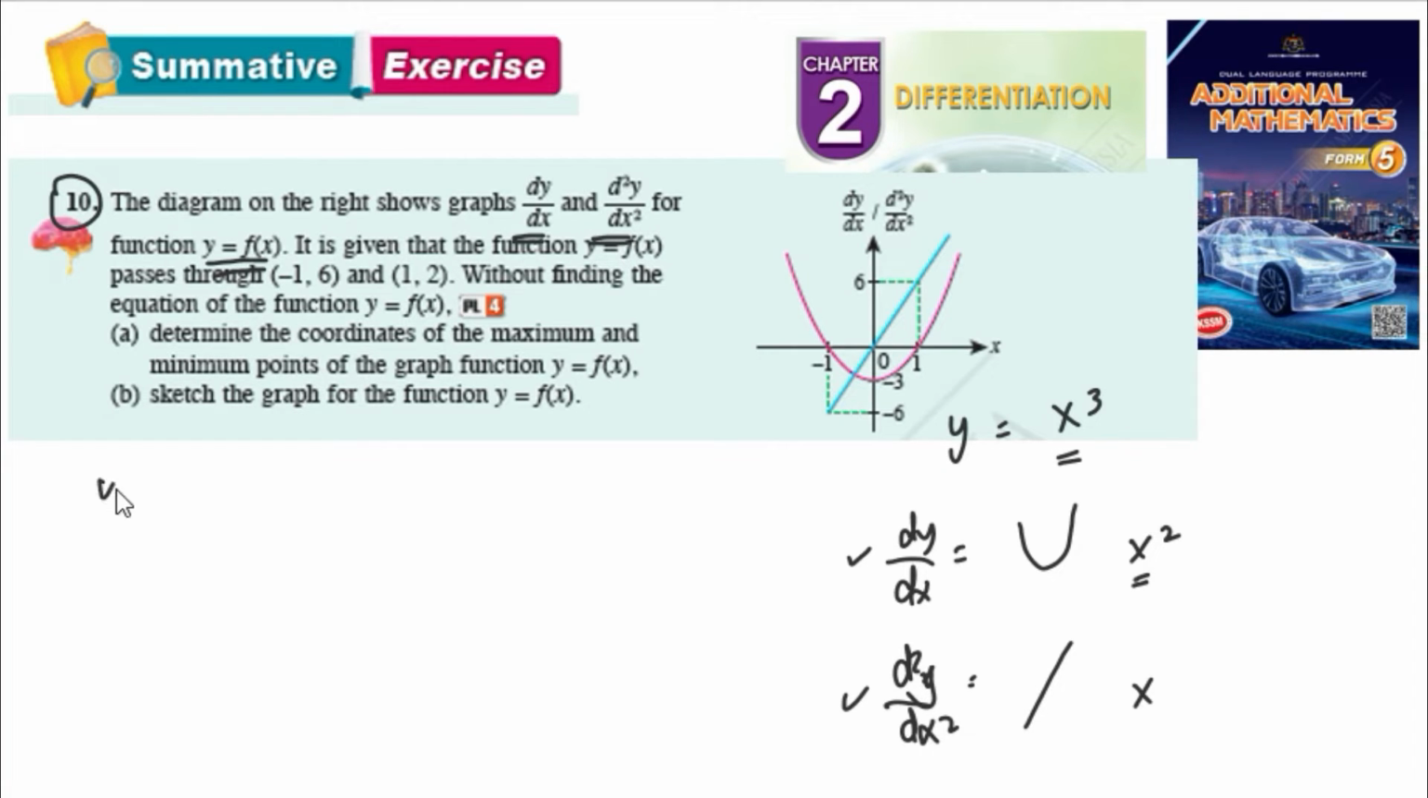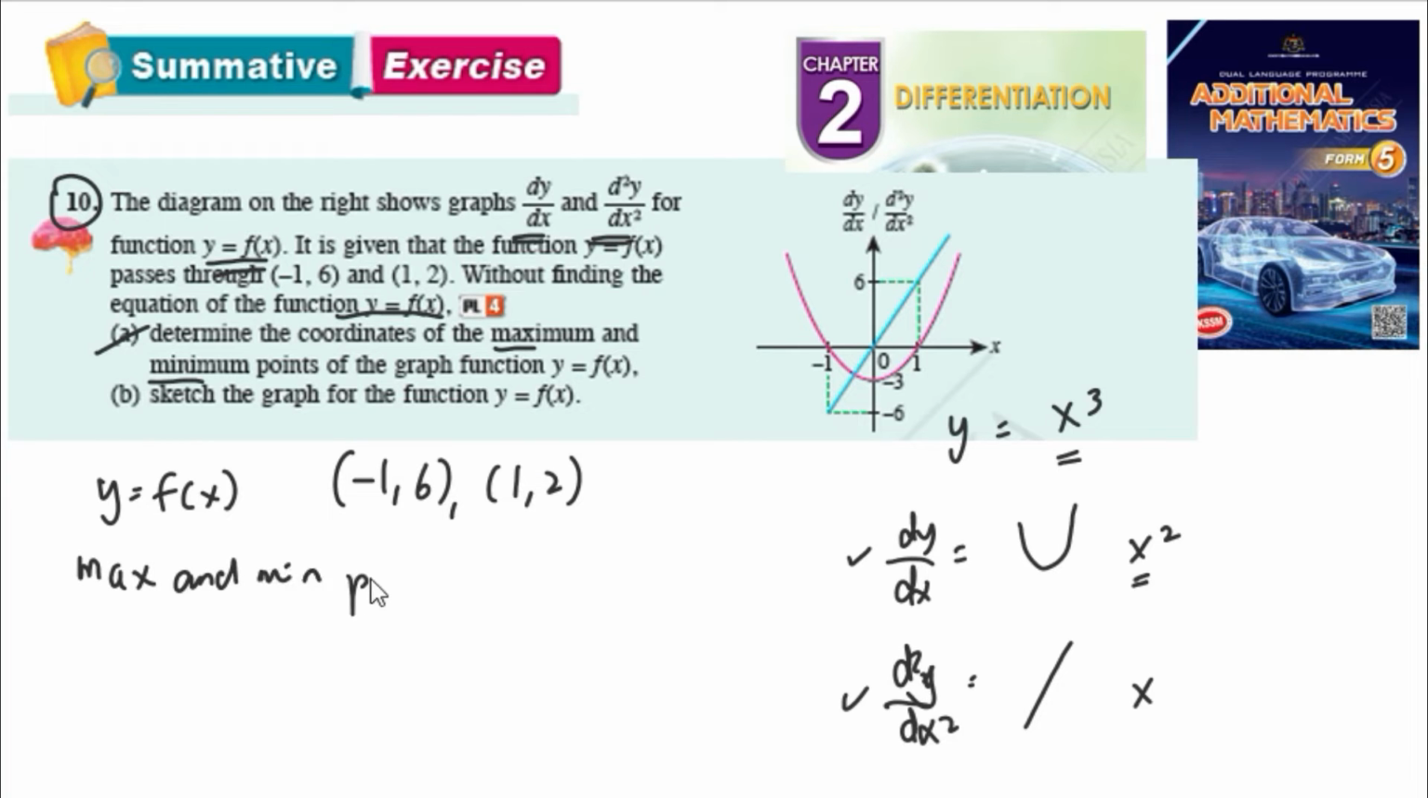It says that y is equal to f(x) passes through (-1, 6) and (1, 2), without finding the equation of the function. Oh, it doesn't want us to find the equation. A, determine the coordinates of the maximum and minimum point of the graph. So how to find the maximum and minimum point?